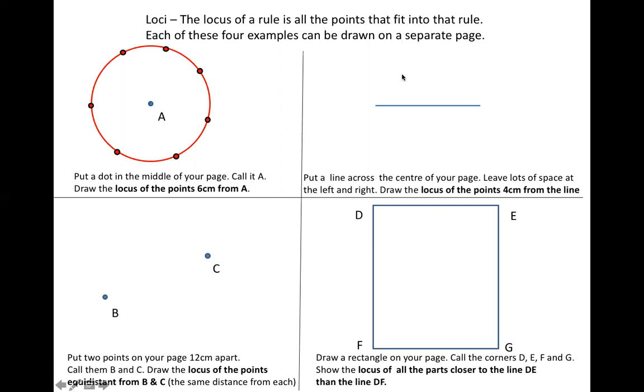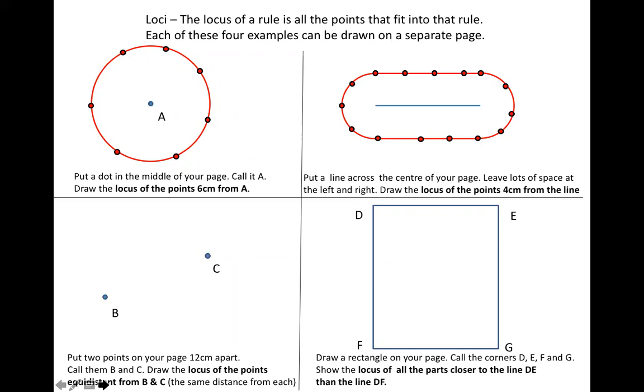Okay, next we have a line across the center of the page. And I want to leave lots of space at the left and the right. And I want to draw the locus of points 4 cm from the line. So 4 cm means if I were to take a ruler and measure 4 cm, I can put a dot there. I can do a point here, here, here, here, like that. And I can do on the left and right hand side as well. So I have a shape like this.